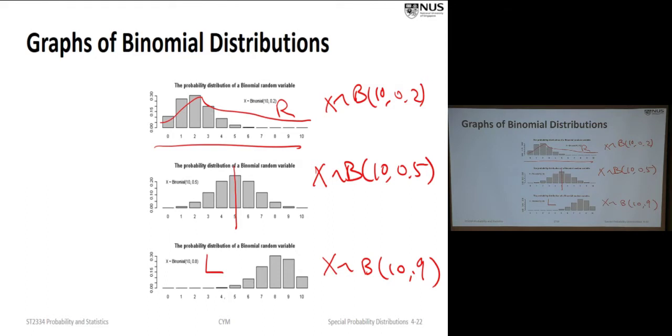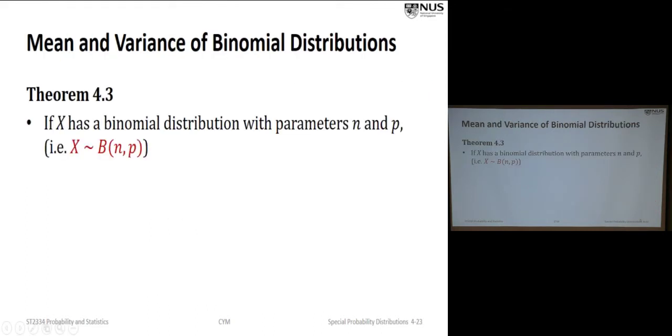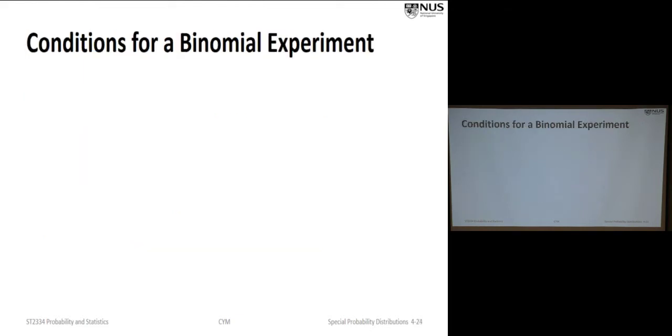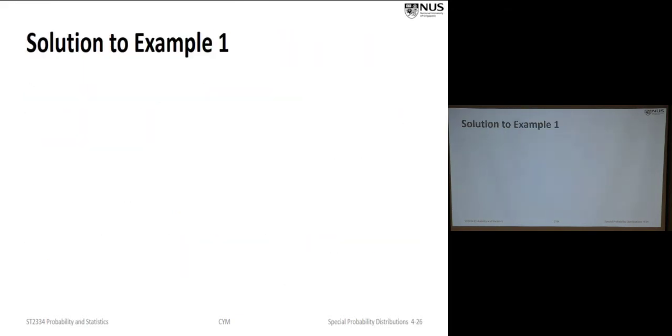Okay. So the mean and the variance. The mean is n times p. The variance is n times p times 1 minus p. Did I show you how to do it? No.